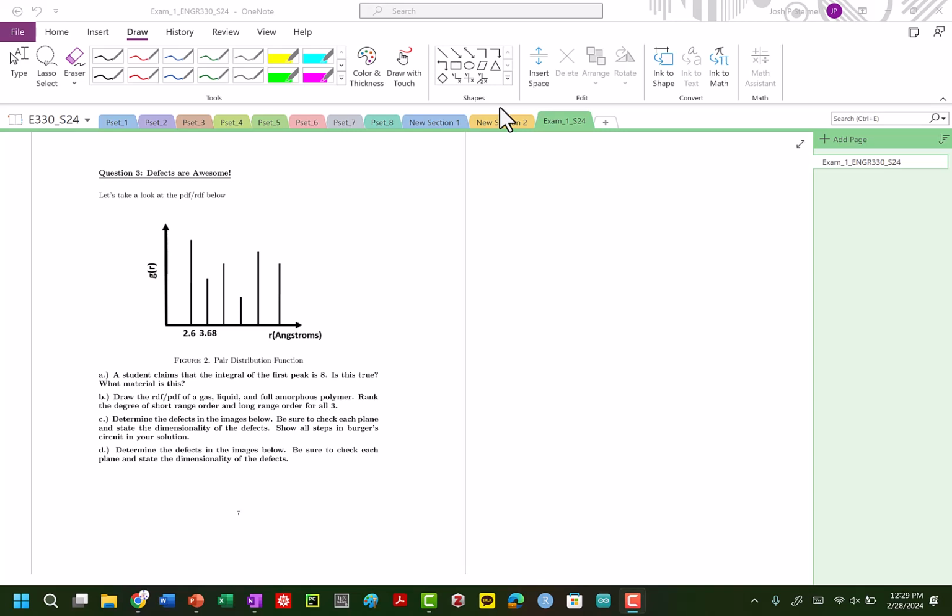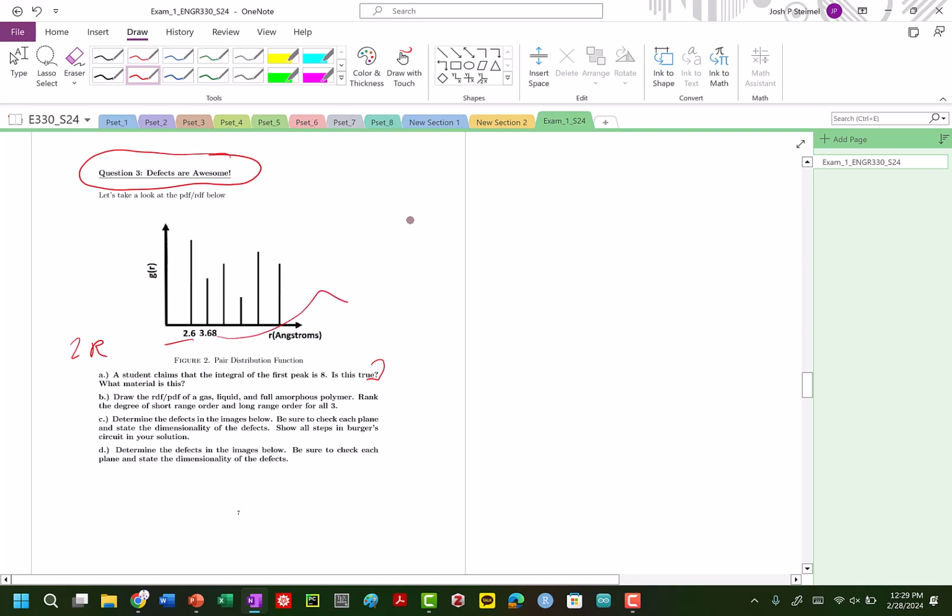Hi everyone, we are back and we are into problem 3 on our exam 1. Defects are awesome. A student claims that the integral of this first peak is 8. Is this true, and what material is this? So we have our PDF RDF, so we know that this first peak is 2r.